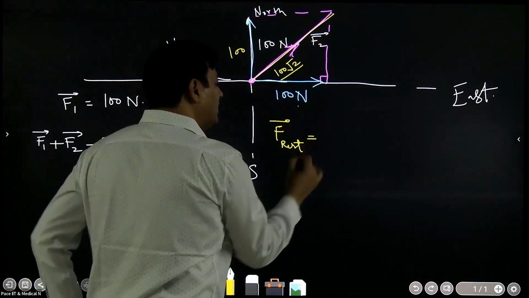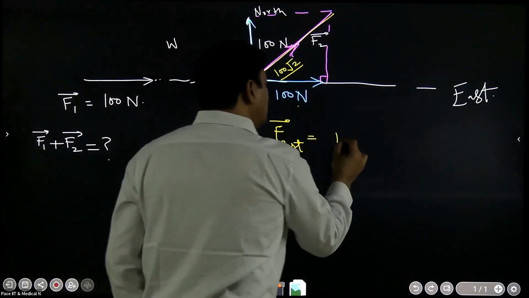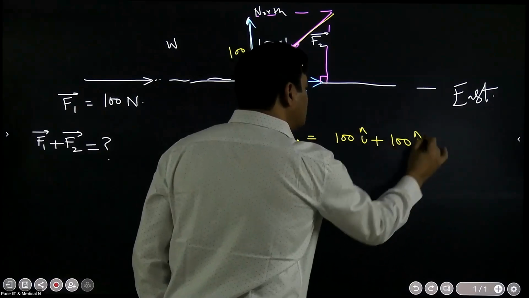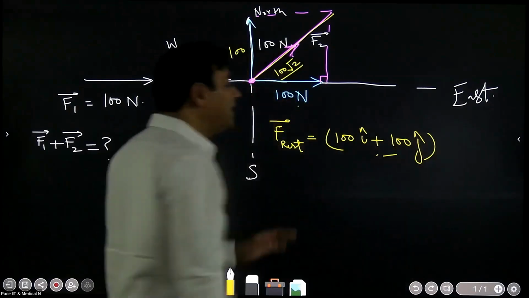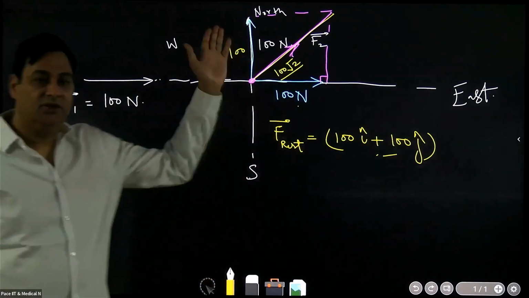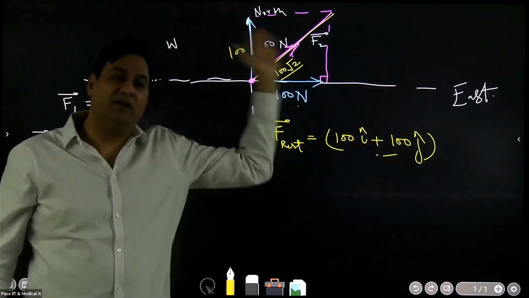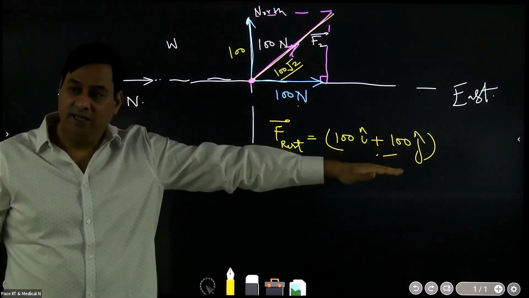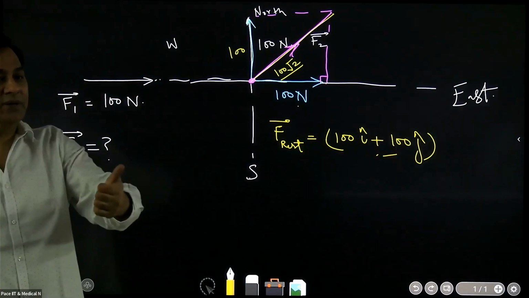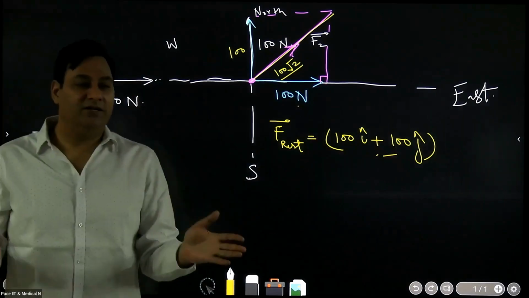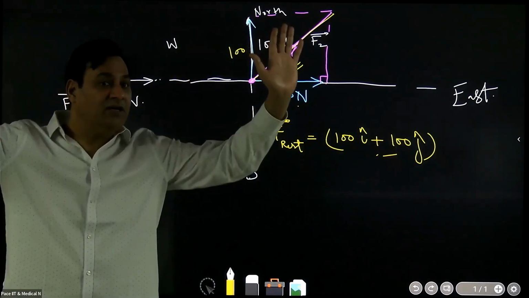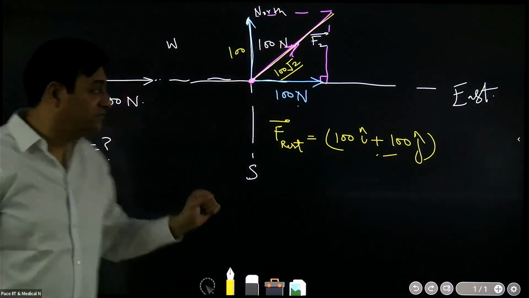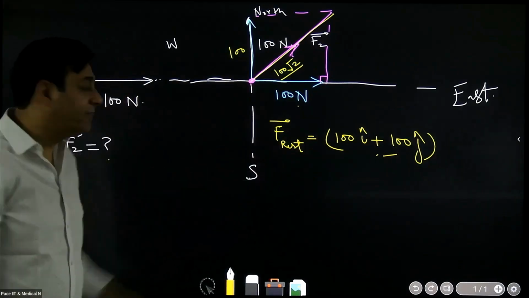There are two ways of writing the resultant. One is 100 i cap plus 100 j cap. Here you have written it with direction, telling the horizontal component and the vertical component, in vector form i, j, k. If it is a one-dimensional thing, i cap. If it is a two-dimensional thing, i and j. If it is a three-dimensional thing, i cap, j cap, k cap. You will have three different directions. So this will be the resultant force.